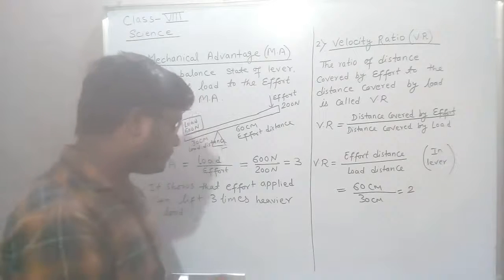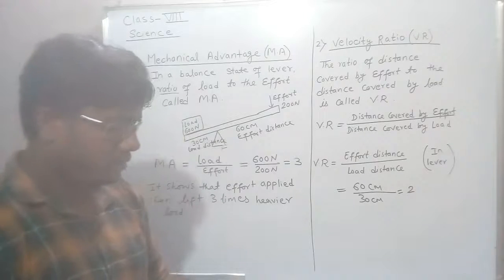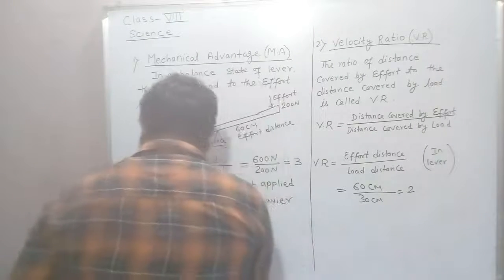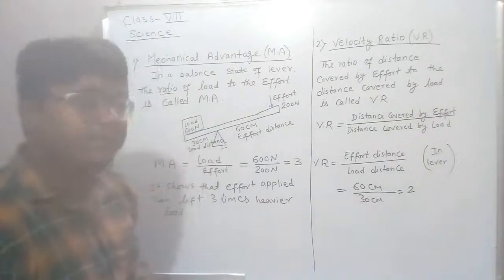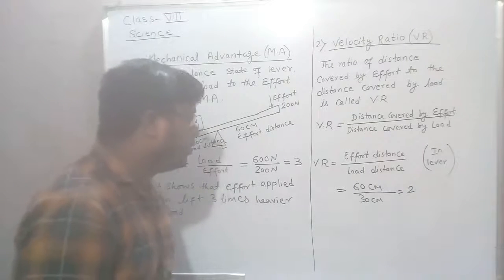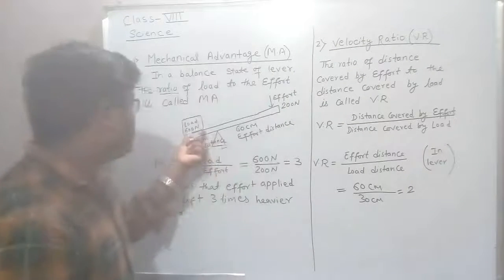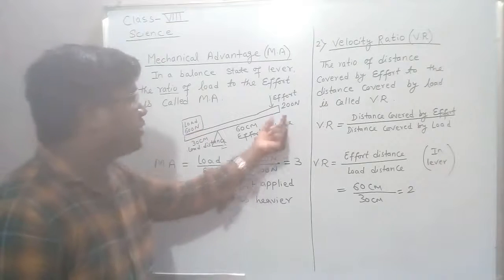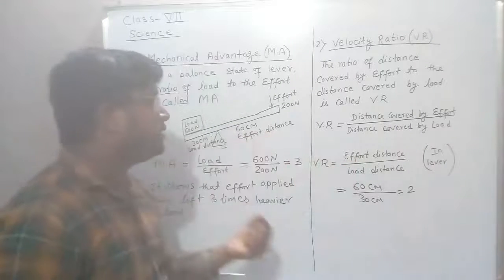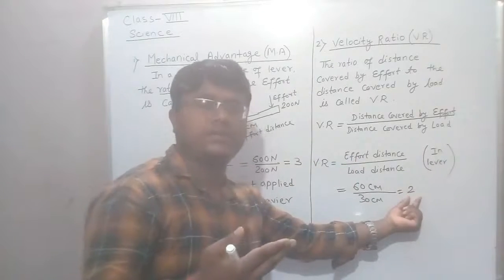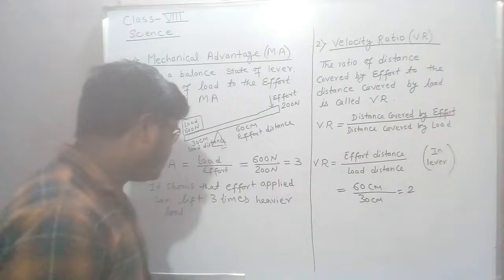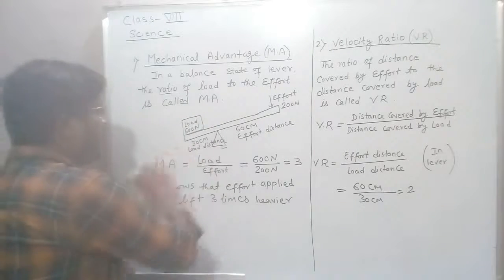It means your velocity ratio being 2, the distance covered by effort should be 2 times more than the distance covered by load. To lift a 600 Newton load by using 200 Newton effort, what is the condition here? The effort distance must be 2 times more than the distance covered by load.